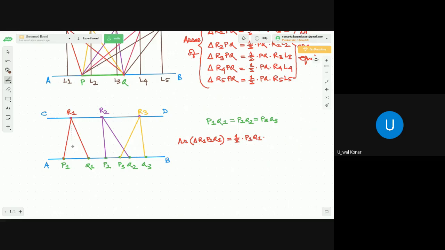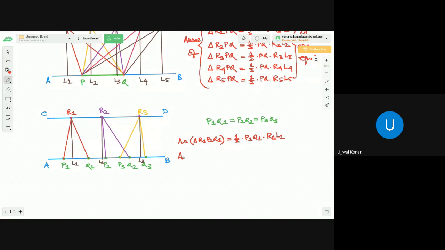Let me first draw this perpendicular in the black color, the way I did it for the previous one. So from R1, if we draw a perpendicular, it will be like this. Suppose R1 L1, I'll name it. Then from R2, if you draw a perpendicular, it will be something like this, R2 L2. And from R3, R3 L3. Correct, dear students? So the area of the triangle R1 P1 Q1 is half into P1 Q1 into R1 L1, correct or not?